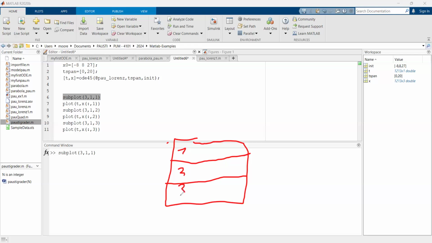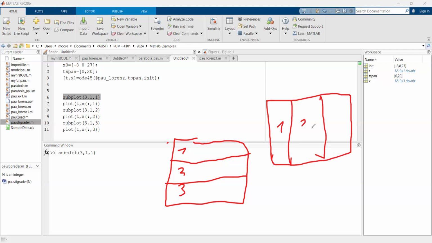3 by 1 means 1, 2, 3. Of course, if I did subplot 1, 3, then it is going to be 1, 2, 3 across. So this is the number of rows, the number of columns, and then this number here is the numbering of the figures, right? If you do 3 by 1, then this is 1, this is 2, this is 3. So if I put the number n here, that is where the plot goes to, right?